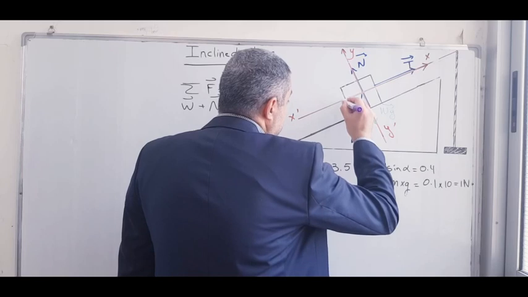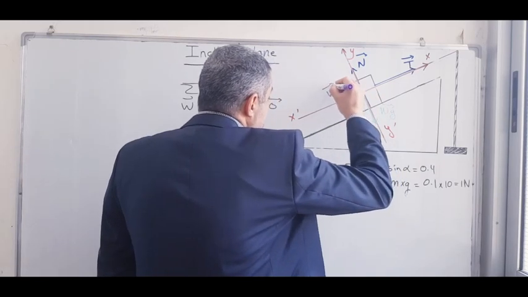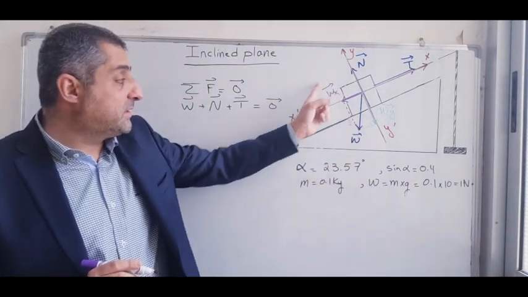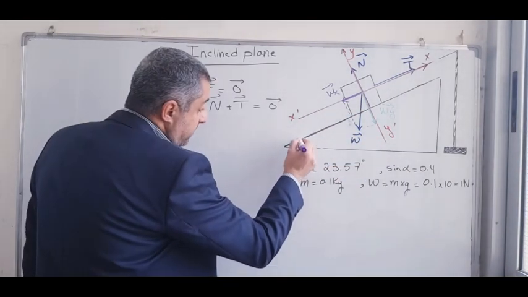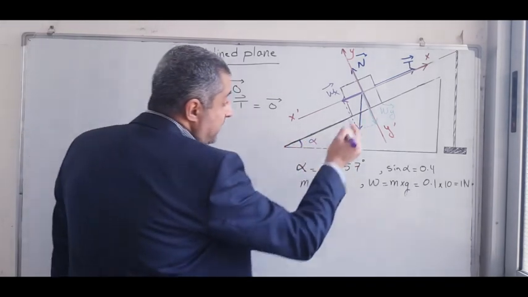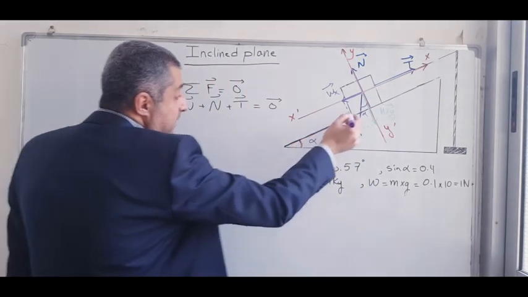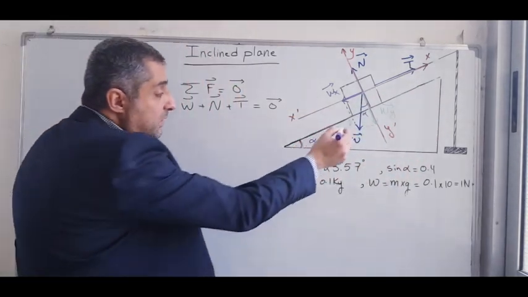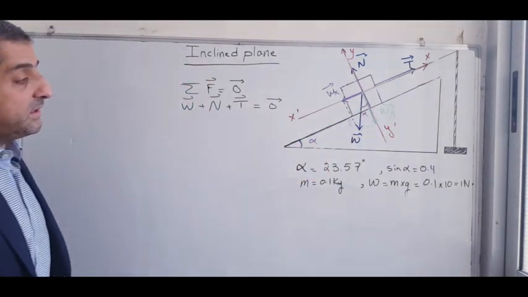This is the component of the weight along the x-axis, which is Wx. So we can see that the weight has two components, the Wx and Wy. Now, the angle alpha here, which is equal to 23.57, is the same as the angle alpha here between Wy and W. The same angle from the geometry of the figure. You can see the big triangle and the small triangle. These two triangles have the same angle alpha from the geometry of the figure.